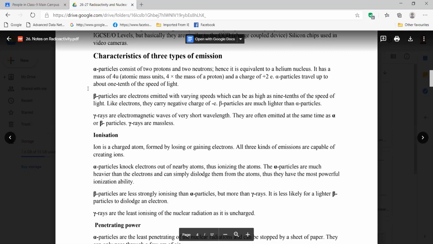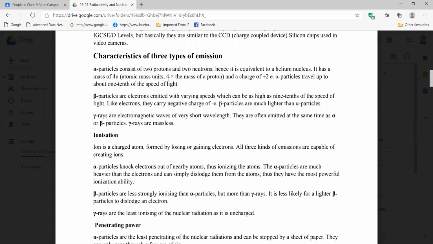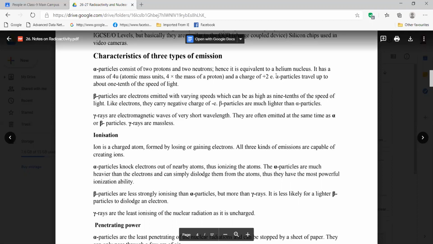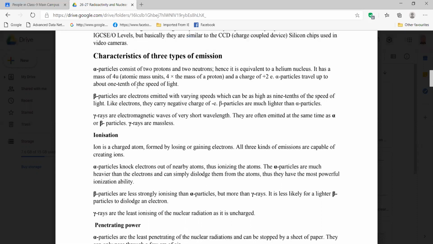It has a mass of 4u. That means 4 atomic mass units, which is 4 multiplied by the mass of a proton, and the charge is +2 electron charge. That means it has the same charge as an electron, but positive. Alpha particles travel up to about 1/10 of the speed of light.